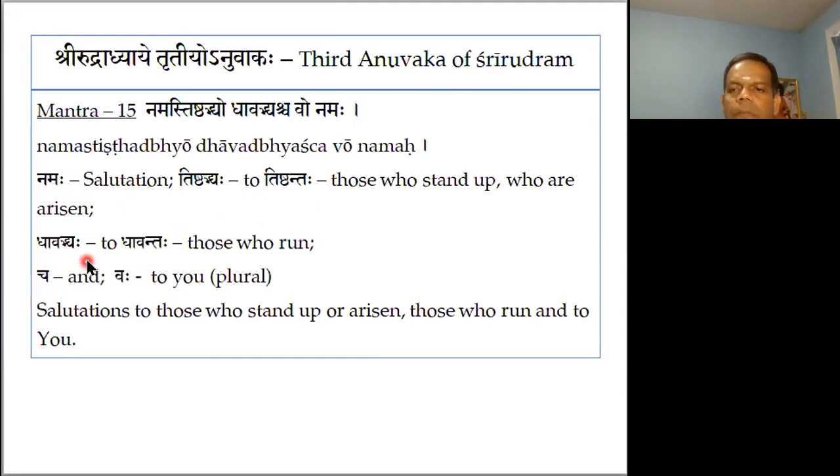The next word is dhavadbhyaha. Again the sandhi comes: the visarga becomes sh before cha, so dhavadbhyaha cha becomes dhavadbhyascha. Dhavadbhyaha is the fourth case form of dhavantaha, which means those who run. So if we see anyone running, we see that the Lord is making that person run, and to that also we bow down. Dhavadbhyaha namaha means to those who run, our salutation. Vo is vaha, to you, the Lord who is present in all of them. Salutation to those who stand up, those who run, and to you.